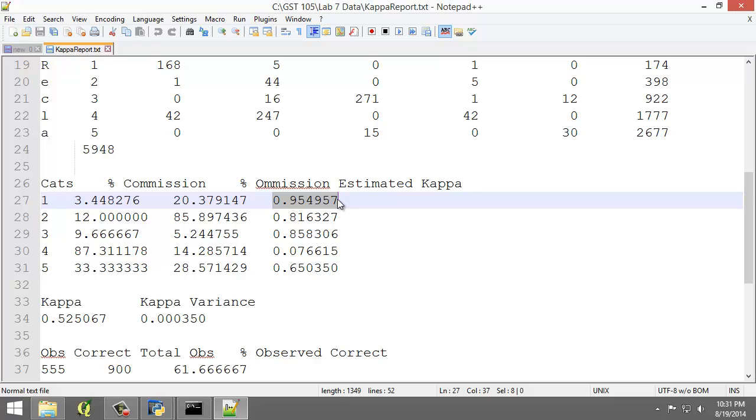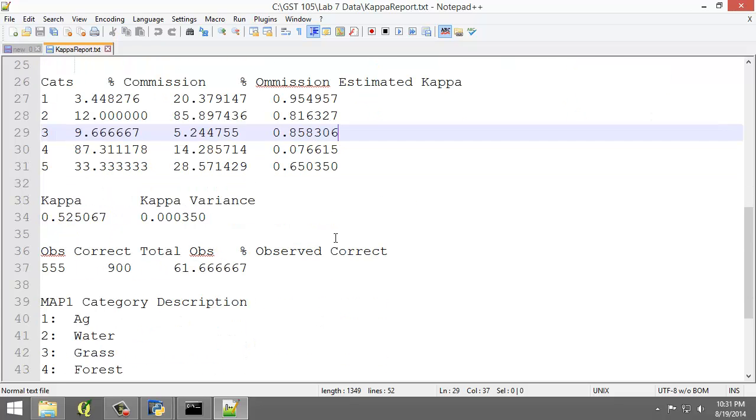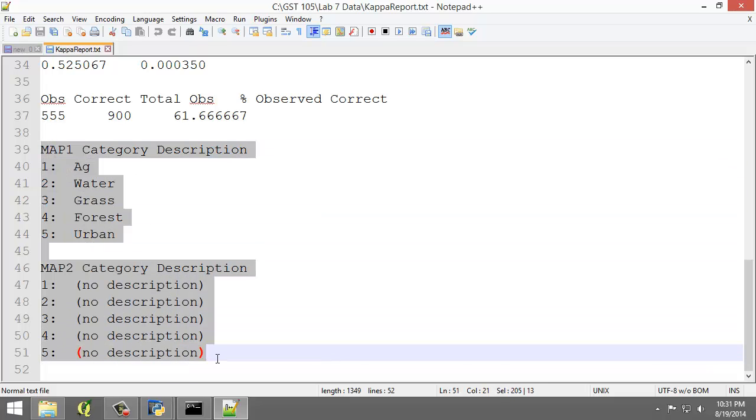If the classifiers completely agree on all classifications, then the kappa would equal 1. If the classifiers do not agree other than what would be expected by sheer chance, then the kappa would equal 0. So in our case, the kappa coefficient is reported as 0.525067 in line 34 of the report. This could be considered a moderate amount of agreement between the two classifiers. However, there is no universally agreed upon range of values that would consider a kappa coefficient to be excellent, good, moderate, poor, or otherwise. Therefore, when reviewing the kappa coefficient, you should also consider the whole report when determining whether the classification is acceptable enough for your purposes. The remaining section of the report, so lines 39 through 51, displays the category descriptions as provided in the raster maps.